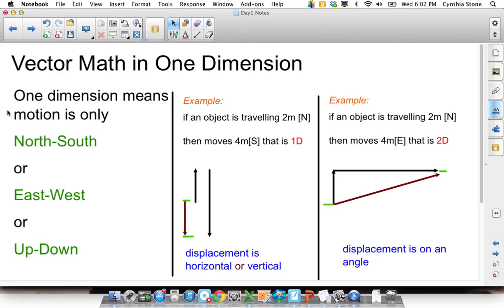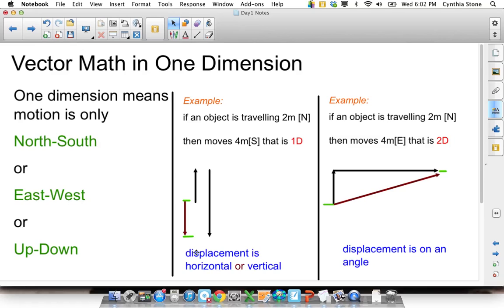So first of all, one dimension means the motion is only either north-south, east-west, or up-down. In other words, there's no angle in the direction, and you'll see what I mean here. A one-dimensional example would be if an object is moving 2 meters north, so say it starts right here, moves 2 meters north, then turns around and ends up going 4 meters south.